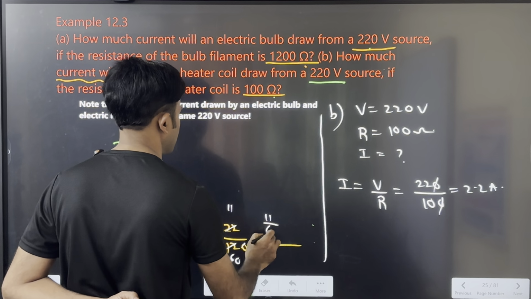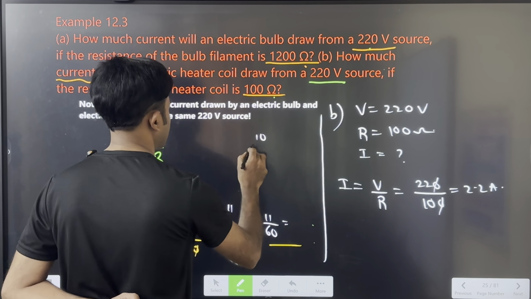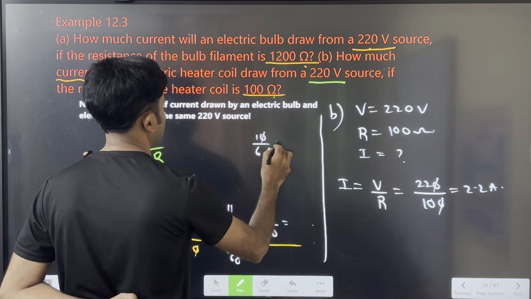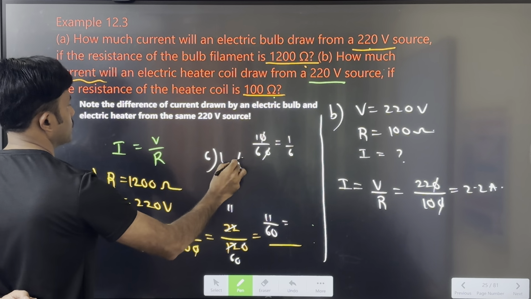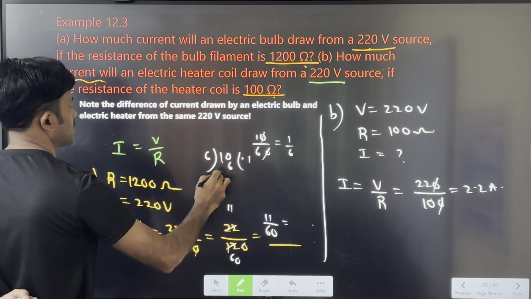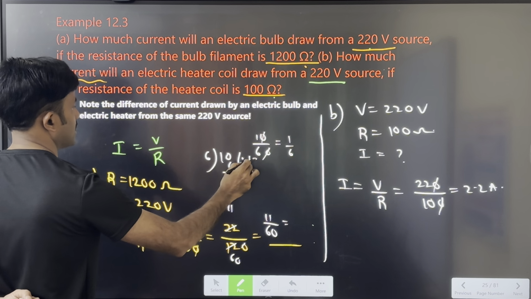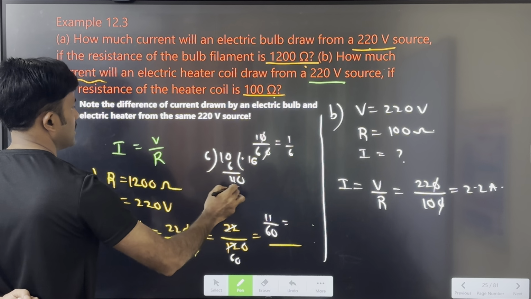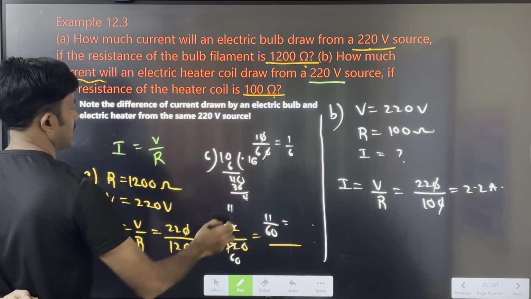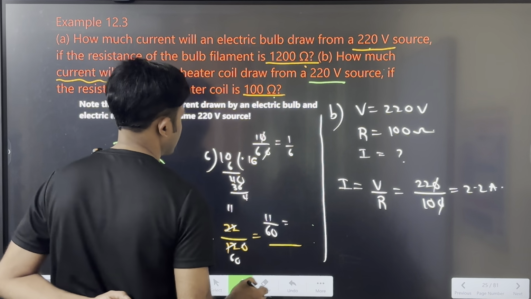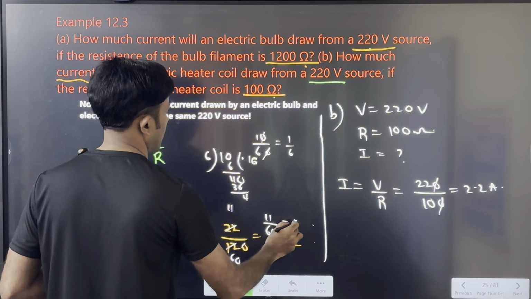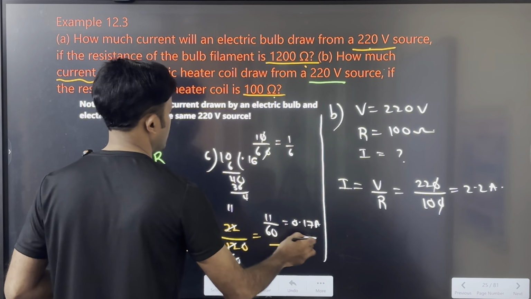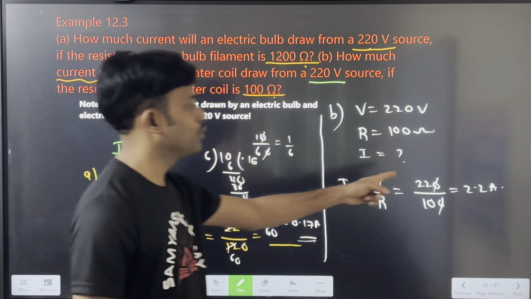So 11 by 60, I just assumed as 10 by 60, so zero cancels, so 1 by 6. How can we calculate 1 by 6? Okay, you put a point here, 0, 6 ones are 6, this is 40, 6 how many times? 6 sixes are 36, again it will come 40. That means it will come as around 0.16 or 0.17. Okay, so approximately it is equal to 0.17 ampere, and the other is 2.2 ampere.